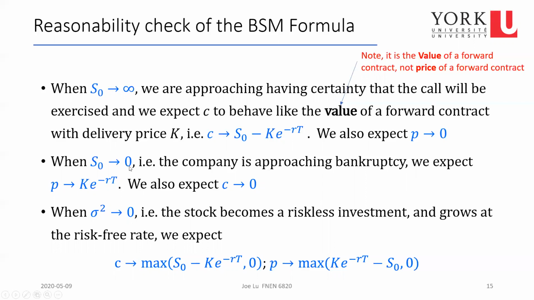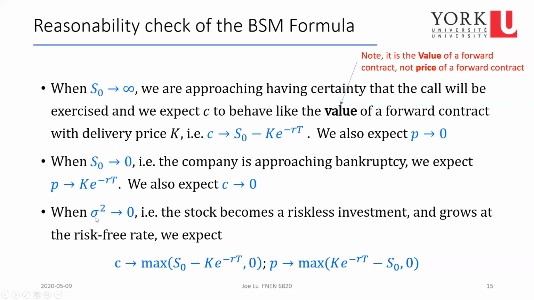Now, if the initial stock price were to approach 0, basically the company is approaching bankruptcy. In this case, the call will have no value because the stock price is never greater than any non-zero strike price. But the put will for sure have a value, the present value of K, because at maturity you will for sure receive K, and right now it is then the present value of K.